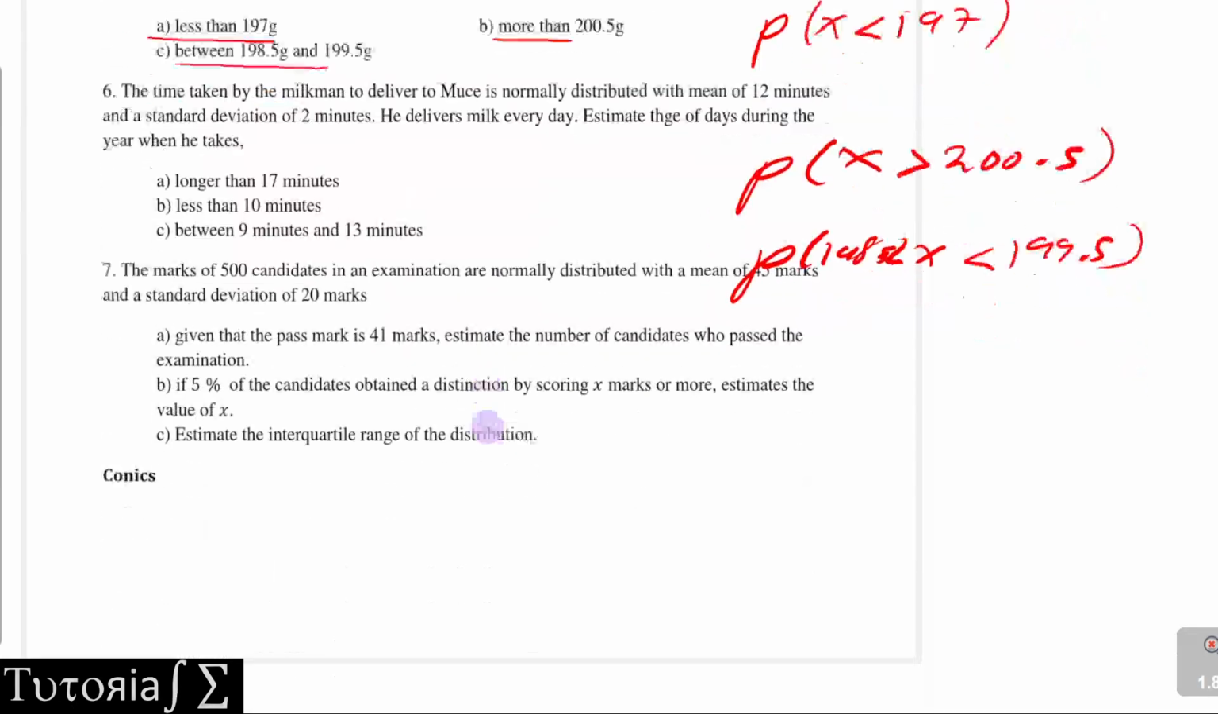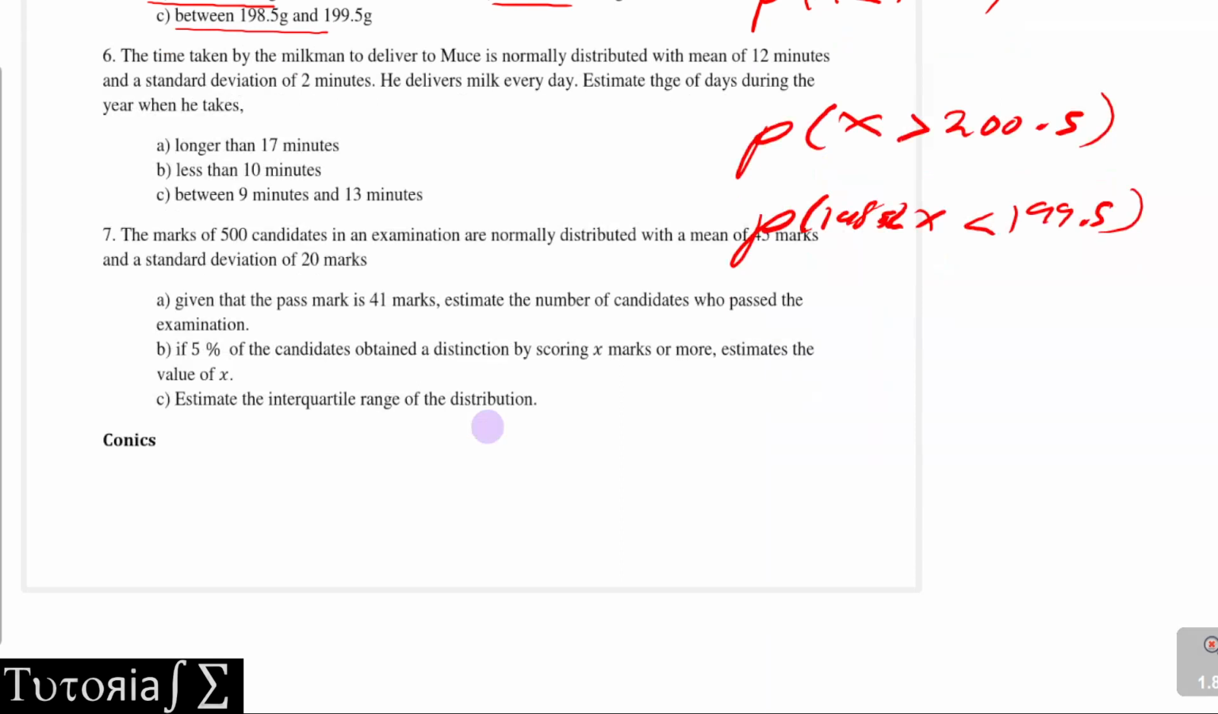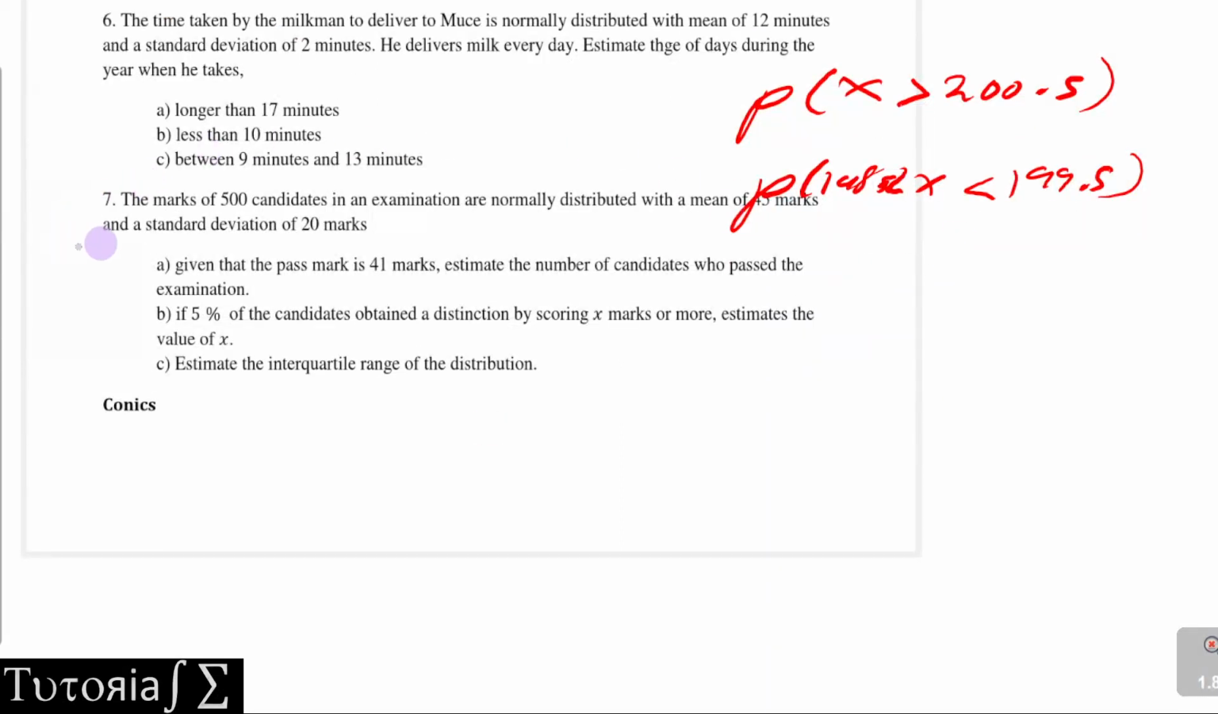Then a recap here. We talked about the marks. The marks of 500 candidates in the examination is normally distributed with mean of 45. So let me just erase that. So with mean marks of 45 and standard deviation of that. So we looked at how to do that. So given that the pass mark is 41, estimate the number of candidates who passed the exam.